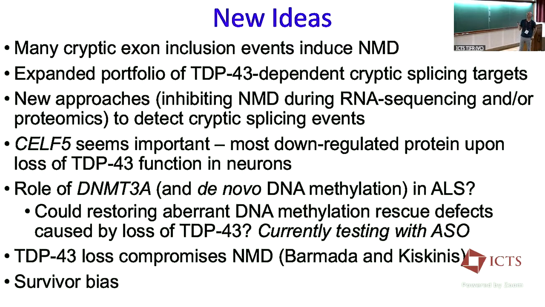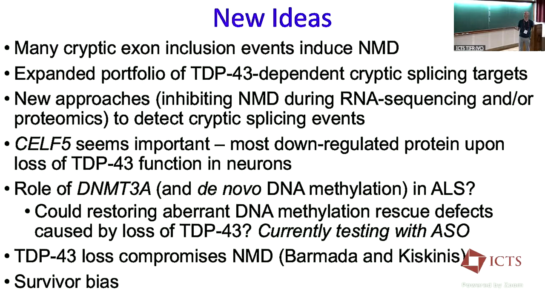So some new ideas. Many cryptic exon inclusion events induce nonsense-mediated decay. We've now expanded the portfolio of TDP-43 dependent cryptic splicing targets. We think new approaches like inhibiting NMD and using proteomics could be helpful for detecting these. There's a couple new ones we're interested in, SELF5 and DNMT3A. There's evidence that TDP-43 loss itself can compromise NMD, so it gets a little bit complicated.